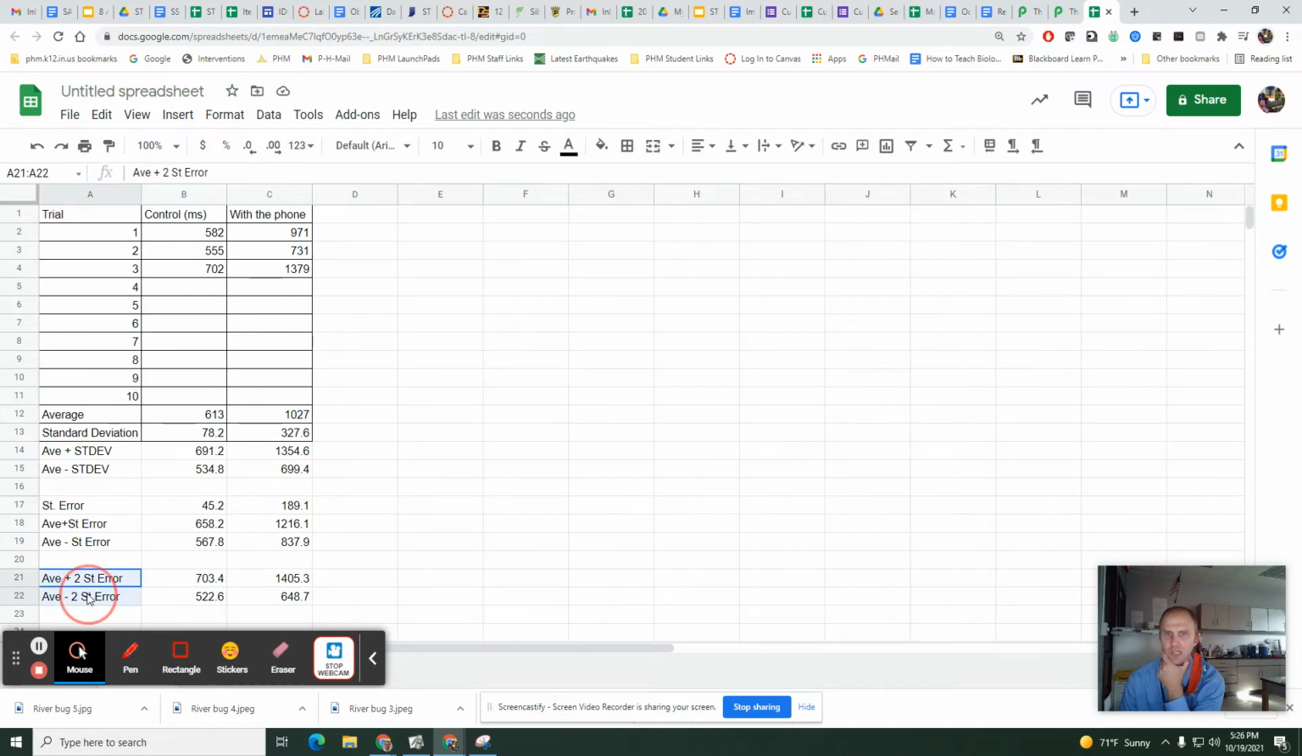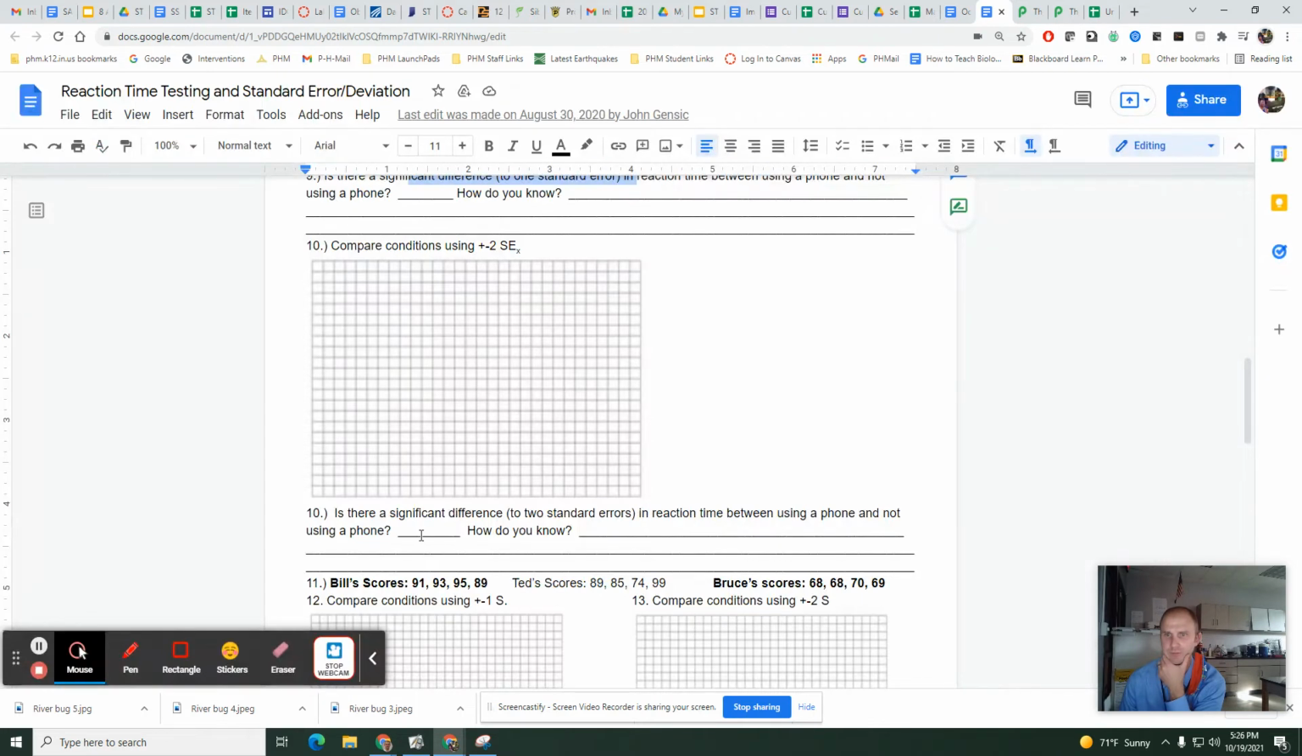So when we look at 2 standard errors, are we within 2 standard errors? There's overlap then. Compare using plus or minus 2 standard errors, and that's the standard deviation divided by the square root of the number of numbers, divided by the square root of 10 for you all. So is there a significant difference to 2 standard errors in reaction time? No, there's not, because there's that overlap. At least for me, there wasn't.